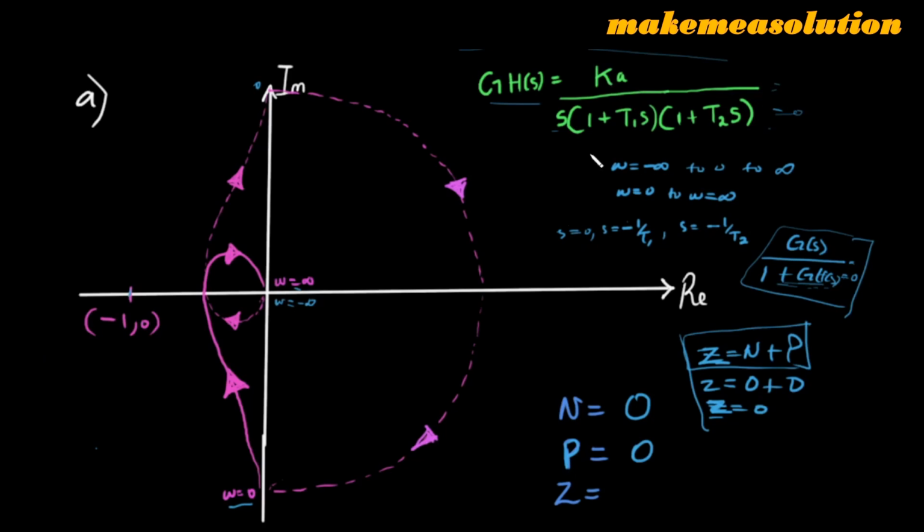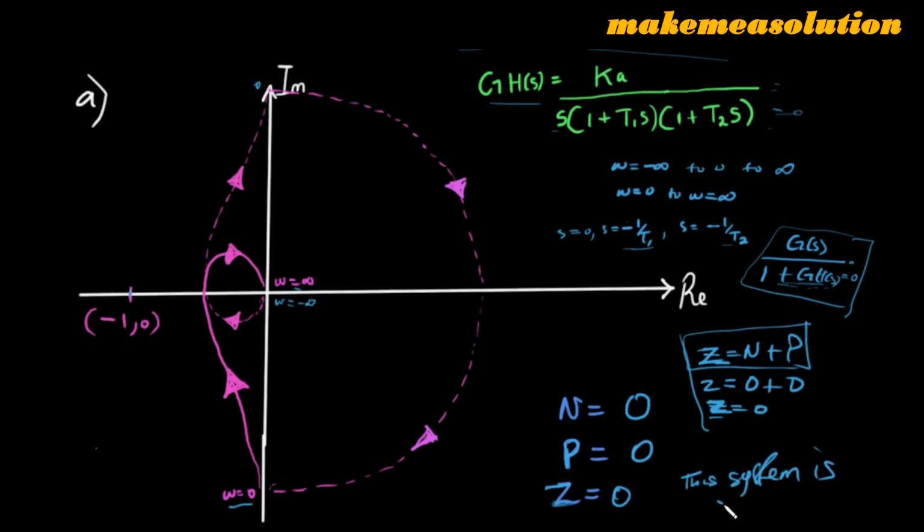We need to know the number of positive open loop poles. So in this case, there are no positive open loop poles. All of them are negative or 0. So if we know the number of encirclements and the number of open loop poles, we can easily find z, which is the number of closed loop poles that will occur on the right hand side, by adding n and p. Is that okay? And it will give you what? 0.